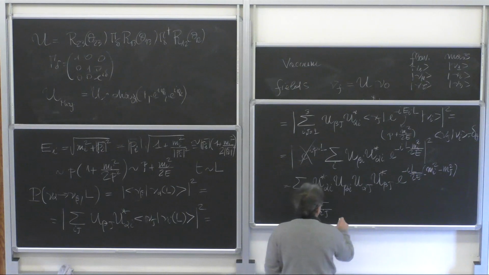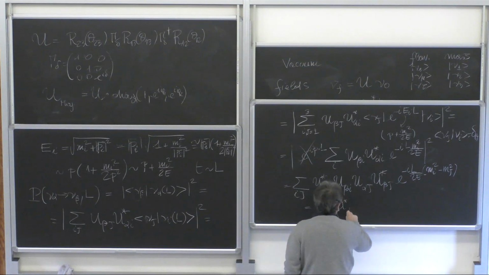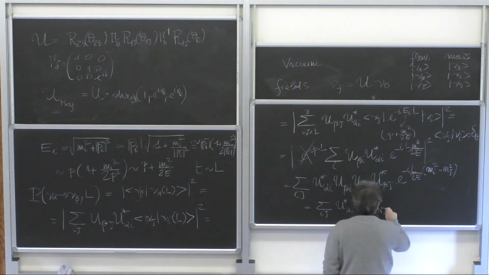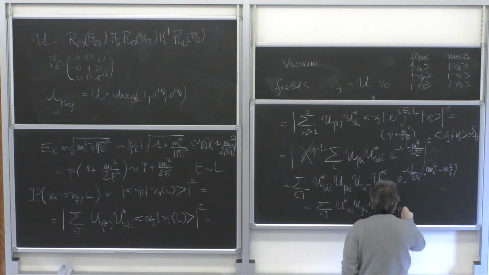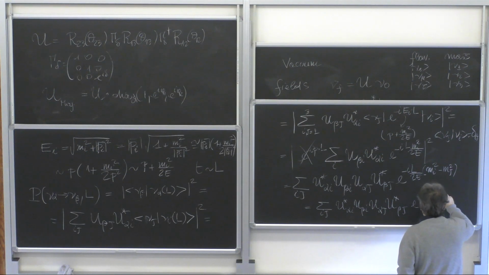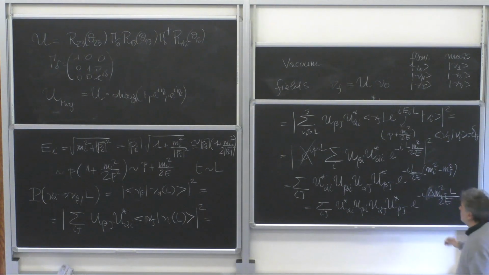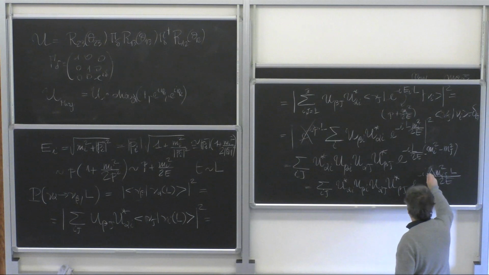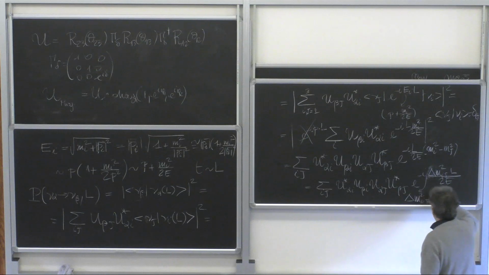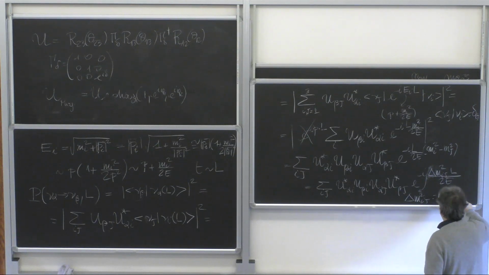Sum over i and j, u star alpha i, u beta i, u alpha j, u star beta j, e to the minus i, L, let's say, delta m_ij squared L over 2E, where this delta m_ij squared is m_i squared minus m_j squared.